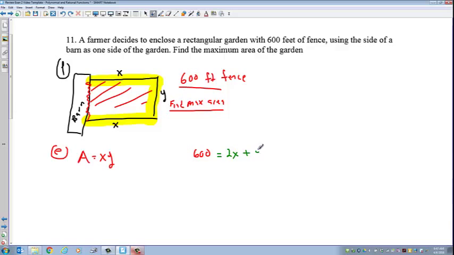And then plus y. And so we're going to solve this for y. If we do that, we can plug into the other formula and eliminate y. So you get 600 minus 2x equal to y. We come over here, A is equal to x, and then wherever you see y, you're going to put this 600 minus 2x.